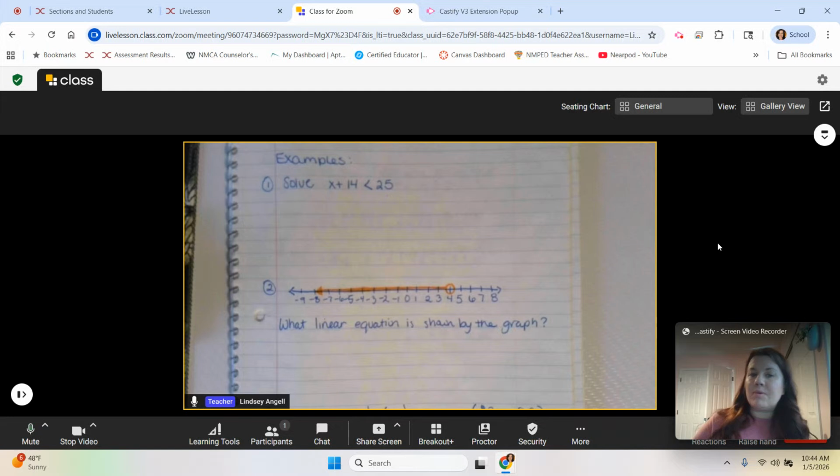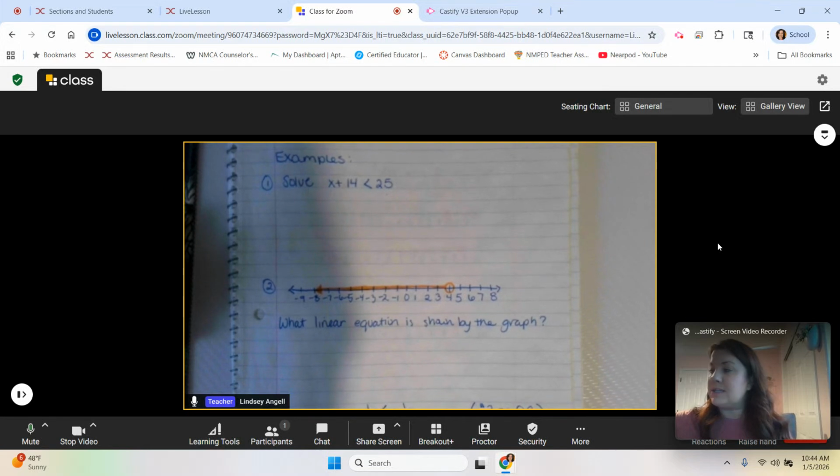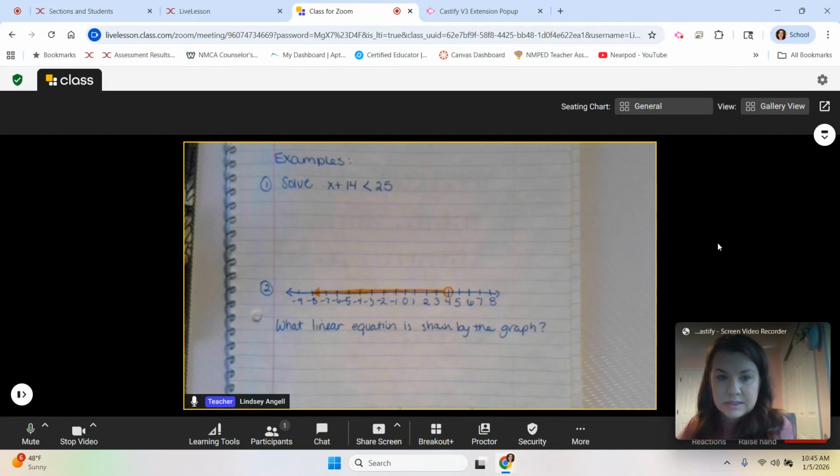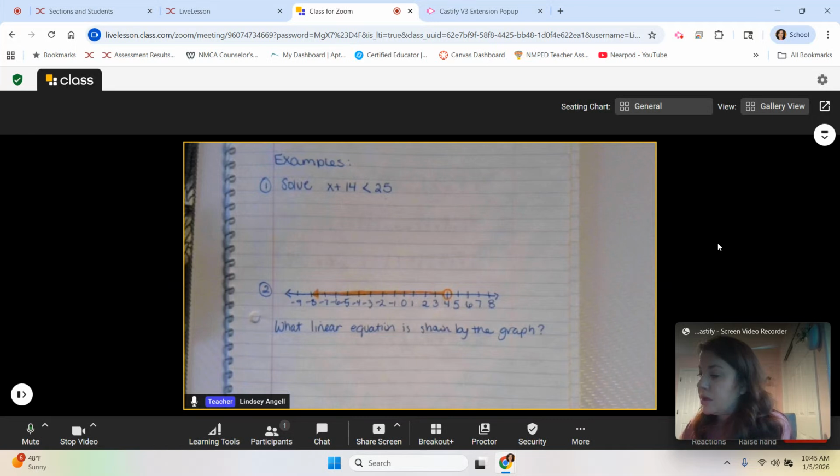So, number 1, it says solve x plus 14 is less than 25. Let me see if I can get this to focus a little better. Hopefully that is a tiny bit better for you.